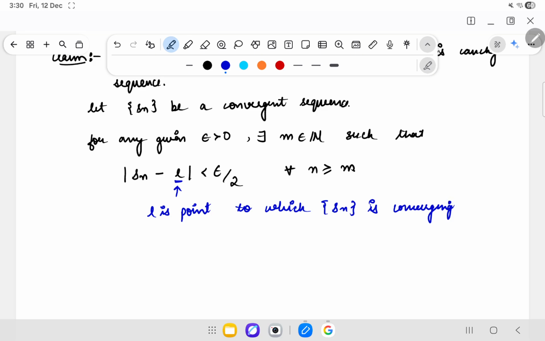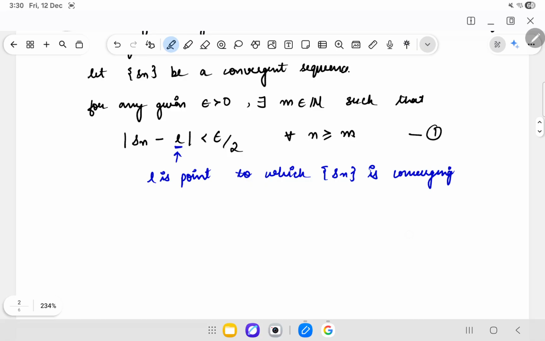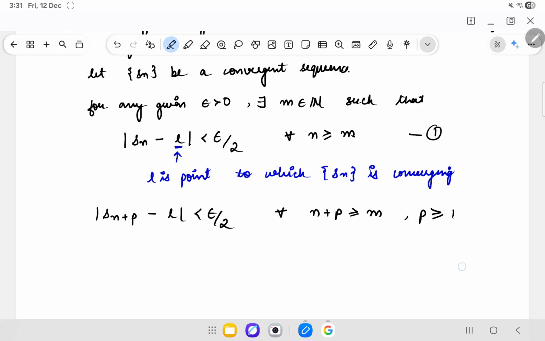Now we are supposed to show that the sequence Sn satisfies the Cauchy condition. If the given sequence Sn is convergent, then this relation, equation 1, holds for all n greater than or equal to m. So it should hold for n equal to n plus p as well. So we'll get the absolute value of Sn plus p minus L is also less than epsilon by 2 for all n plus p greater than or equal to m, and here p is greater than or equal to 1.